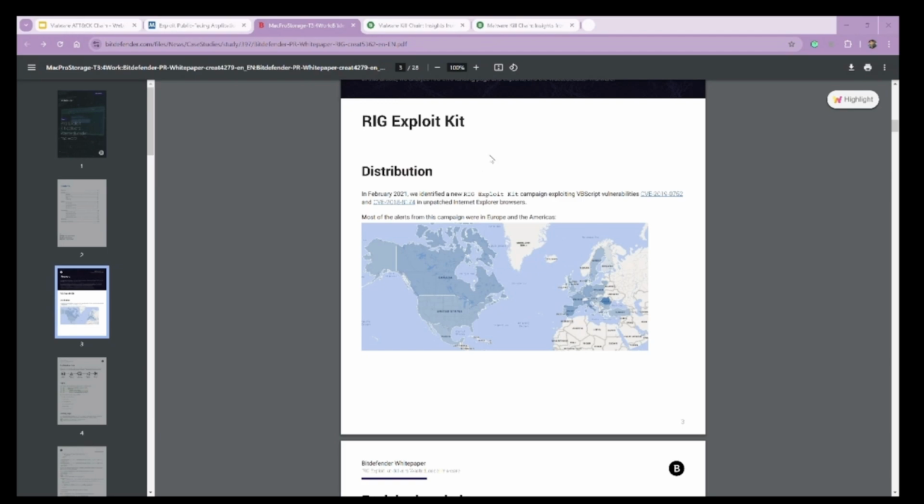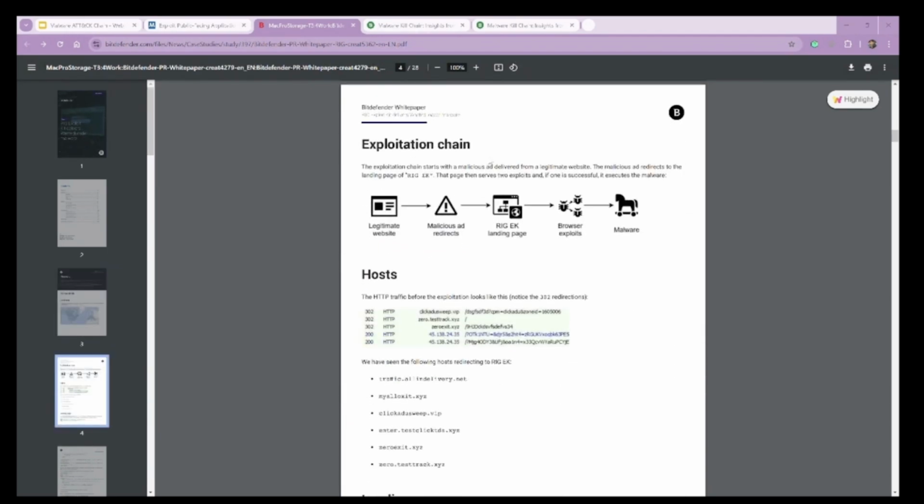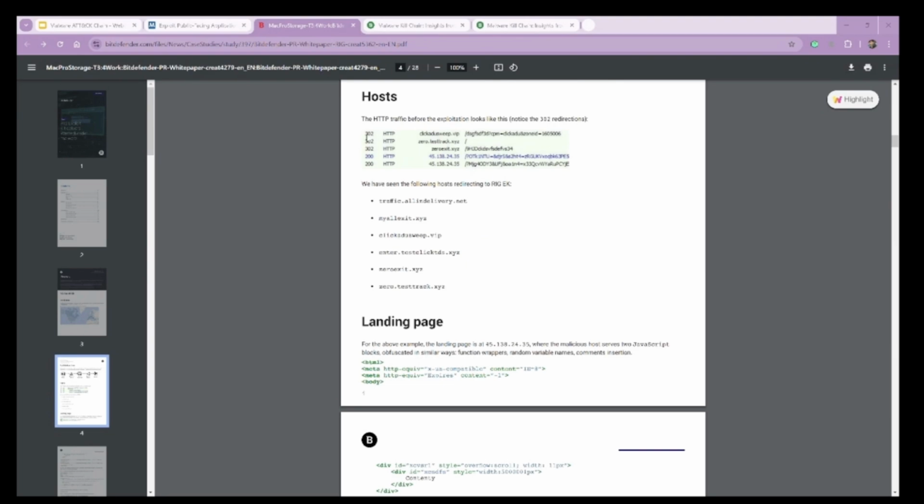Now the exploitation chain starts with a malicious ad being delivered from a legitimate website. There's an entire attack type called malvertising, which basically means malicious advertising. If you look into the online ad ecosystem and how malvertising is performed, it's pretty sophisticated and complex. Once the malicious ad reaches the victim browser, JavaScript is executed and it redirects the victim through a bunch of intermediary pages and finally to the landing page where the RIG exploit kit code reaches the victim browser and performs two exploits. You'll see all of these 302s. These are all redirects.